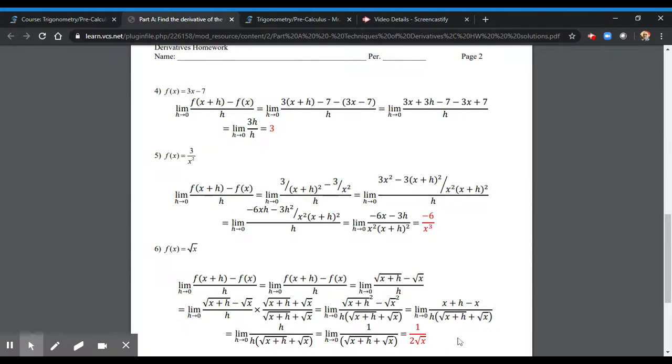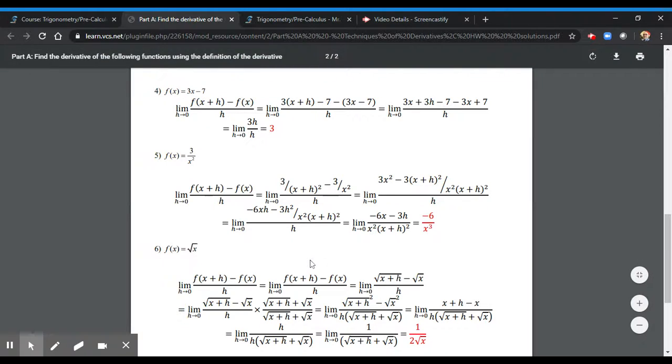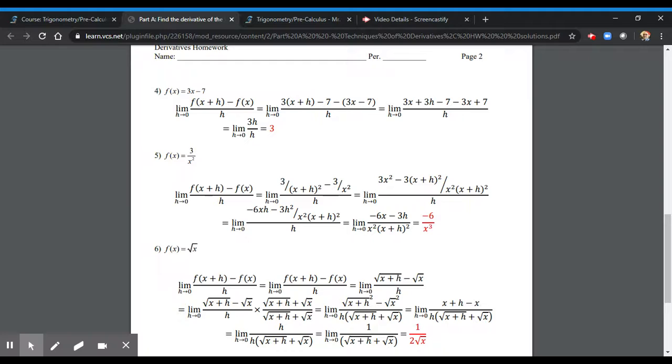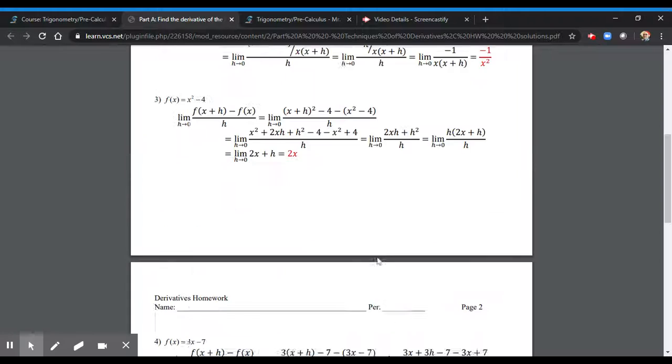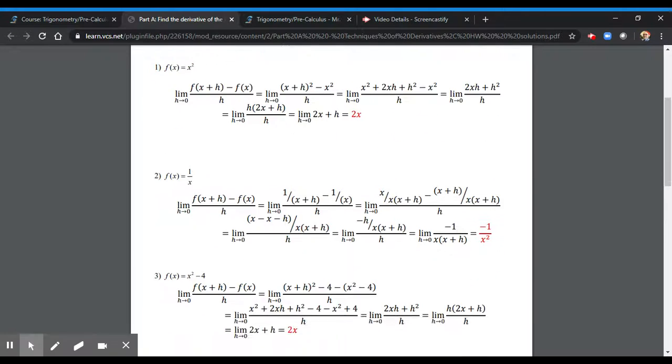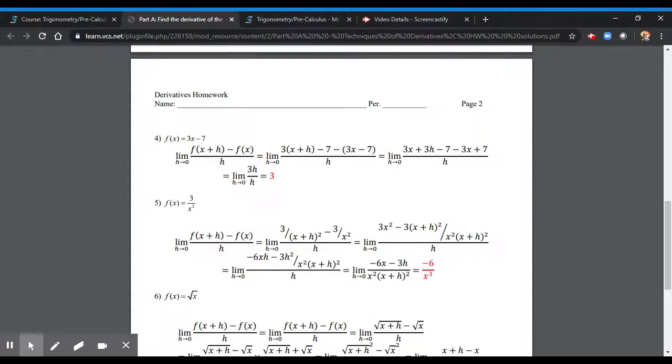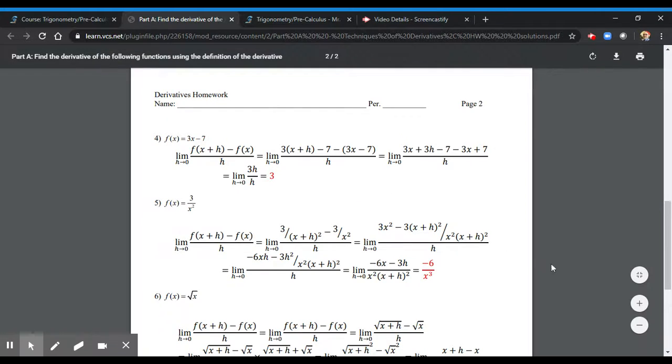All right, I am not going to go through number 6 right now. You can take a look at that if you want to, but I'm not going to require you to do that. But this is just kind of an introduction to derivatives. The good news is that we're going to discover an easier way to do these in the future. So anyway, for your homework, you could do numbers 2, 3, 4, and 5. So all right, that's where we're going to stop for today.